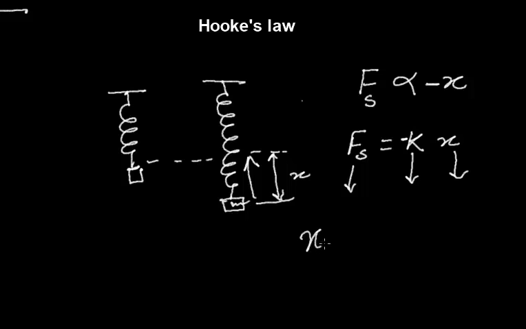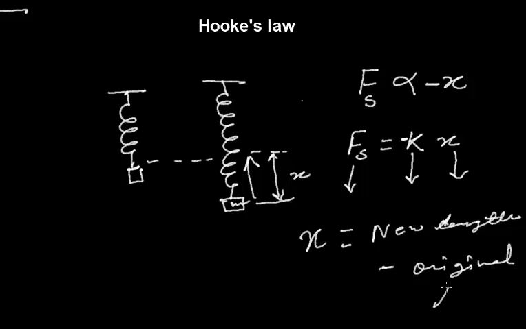Now, extension is equal to the new length minus the original length. So this is the new length. When we subtract the original length from it, we get this much. So this much is the extension. So this is Hooke's law.